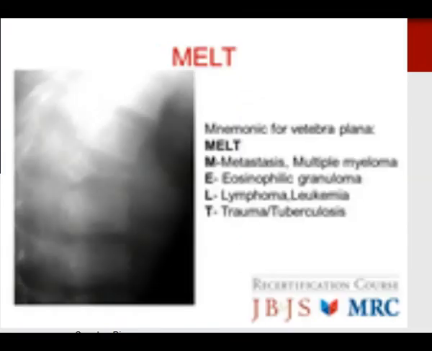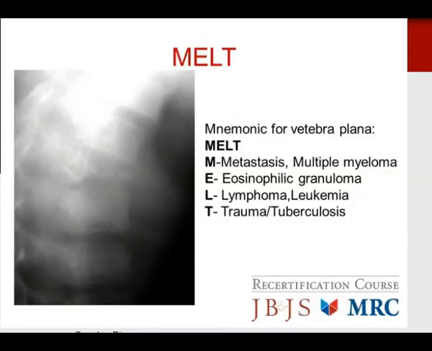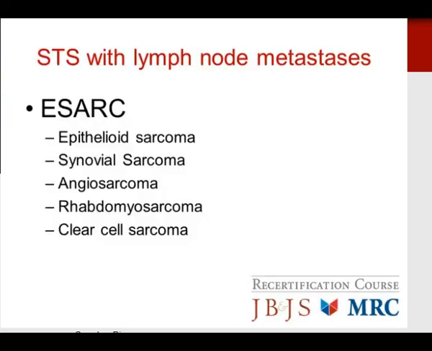What about MELT? Well, we talk about MELT because it looks like a vertebral body pathologic fracture. The vertebral body has just melted away. And a nice mnemonic for remembering that is metastases, myeloma, eosinophilic granuloma, lymphoma, leukemia, and trauma or tuberculosis. The most common of these that presents with vertebra plana is eosinophilic granuloma. Usually occurs in a younger patient population.